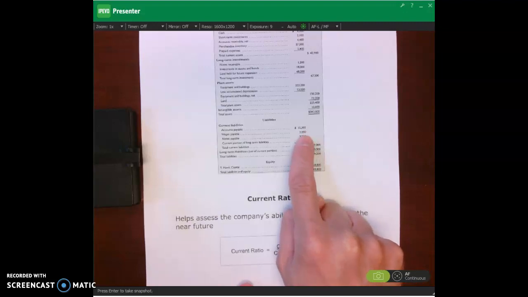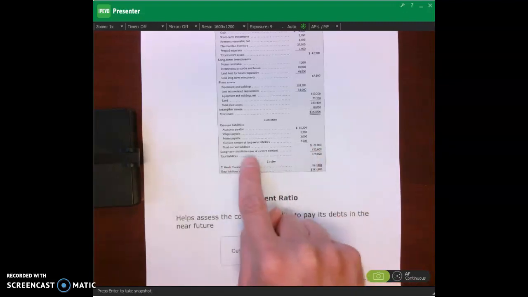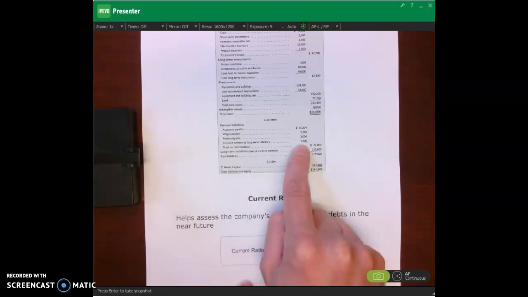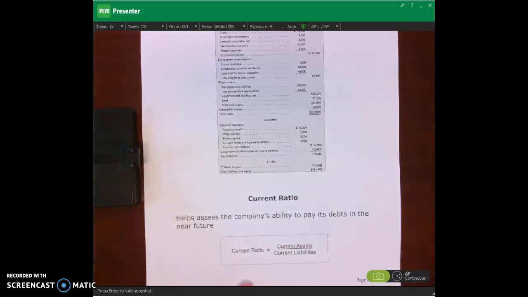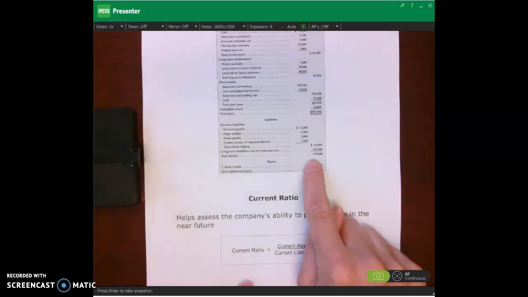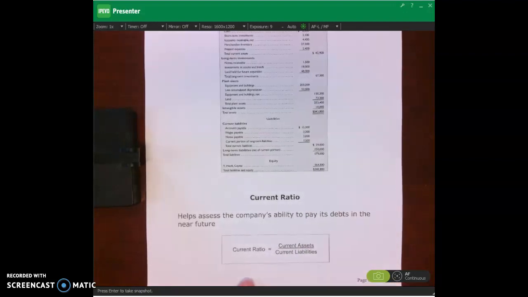$15,300 accounts payable, $3,200 wages payable, $3,000 notes payable, $7,500 current portion of long-term liabilities. We add up all those, we get our total current liabilities of $29,000. And then we have our long-term liabilities, which is after that $7,500 that was moved to current, of $150,000. That gives us our total liabilities of $179,000, and then we have our total capital of $164,800 plus our liabilities of $179,000 gives us our total liabilities and equity of $343,800.